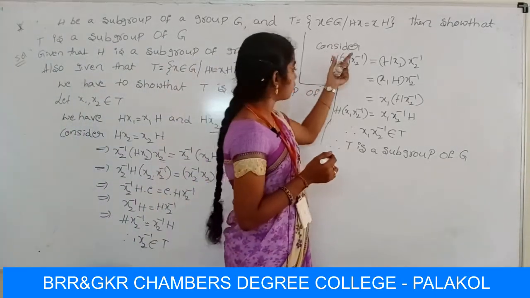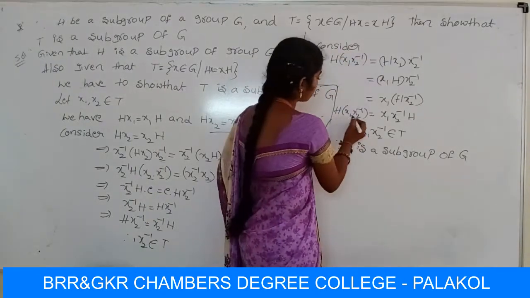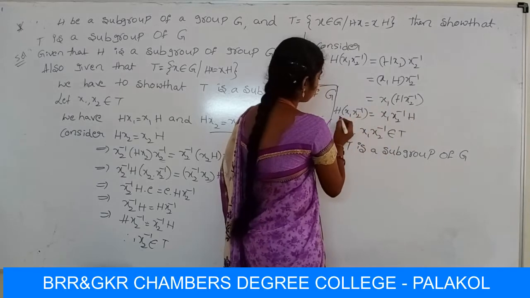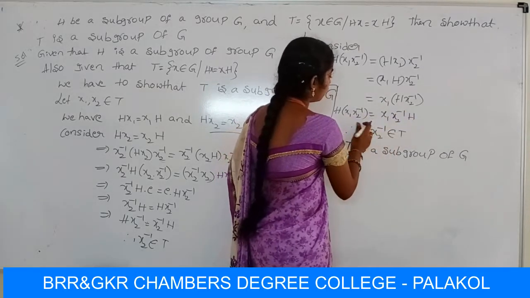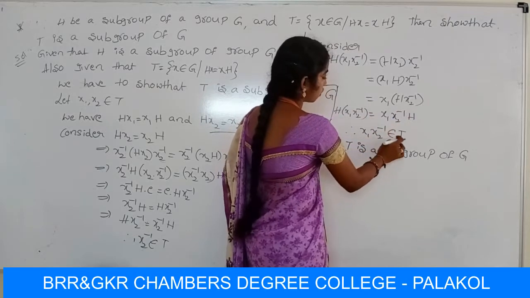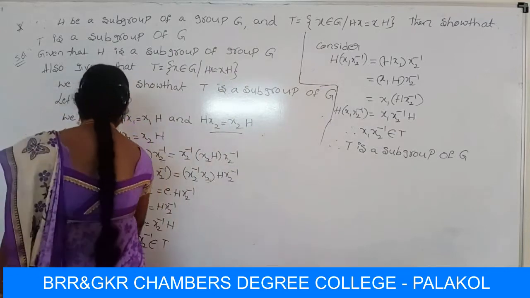So also consider H x1 x2 inverse. So finally you have to prove Hx is equal to xH. So similarly, H x1 x2 inverse is equal to x1 x2 inverse H. So therefore x1 x2 inverse belongs to T. T is a subgroup of Z. So this is the problem. So next.